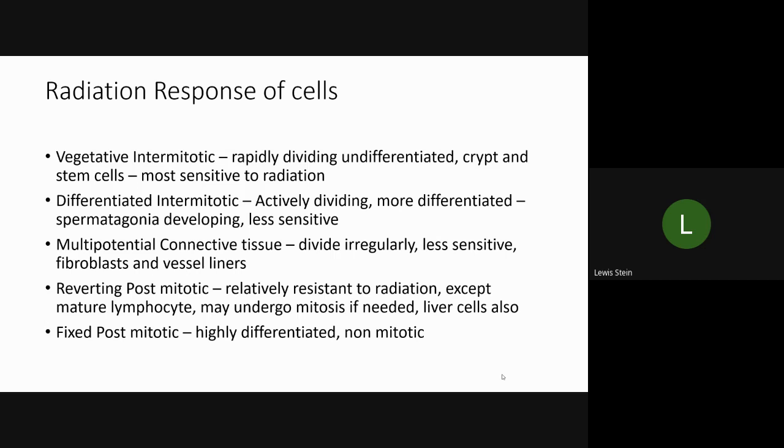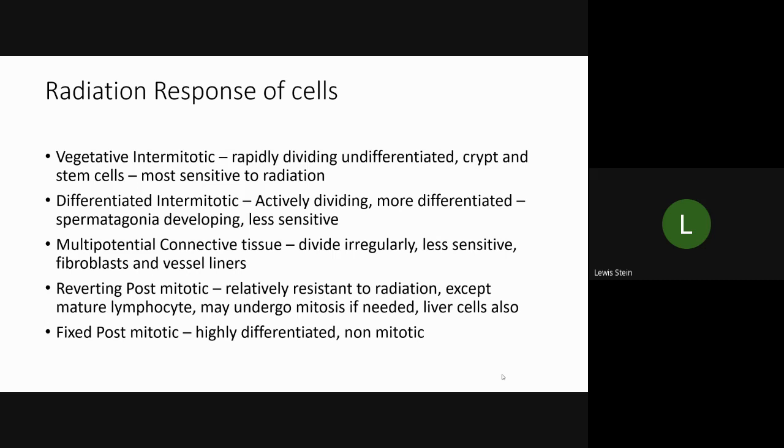The differentiated ones can still be actively dividing, but they're a little more differentiated. The example they give you is sperm cells. When a sperm cell is just produced in the testes, it's very, very sensitive. It goes through various stages of differentiation as it becomes a mature sperm cell, which is comparatively less sensitive. It's still actively dividing as it's changing, but it's gradually becoming more differentiated.